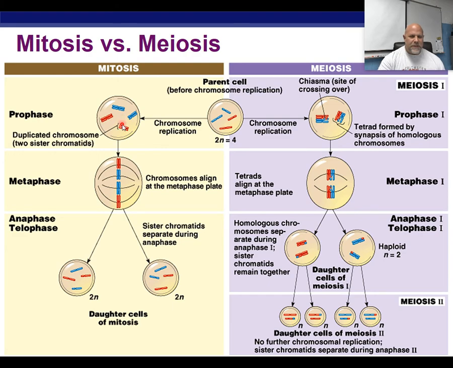That doesn't happen in mitosis. In mitosis, the chromosomes stay independent. The mom genes and the dad genes are independent of one another. Next, we head into metaphase. In metaphase of mitosis, all of the chromosomes just line up in a nice row. And in metaphase of meiosis, they line up in their pairs still. So the homologous pairs are still connected to one another, and so they line up in their tetrads.